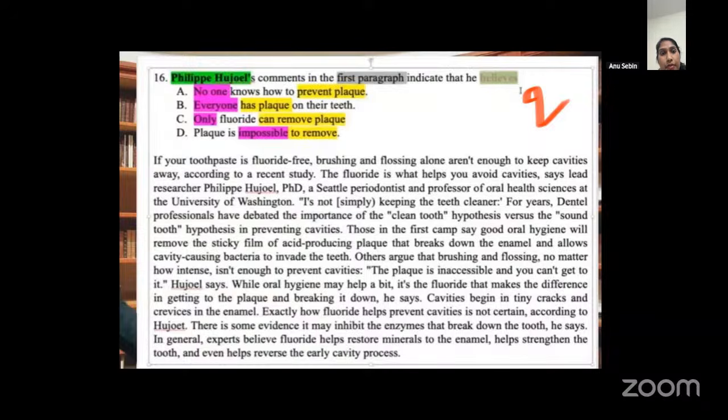So in this question, we can see two opposite options, C and D. Only fluoride can remove plaque, and plaque is impossible to remove. Everyone is aware of the Cauter principle, isn't it? According to the Cauter principle, if there are two opposite options, the other two options we can eliminate. So A and B we can eliminate immediately, because C and D are quite opposite.